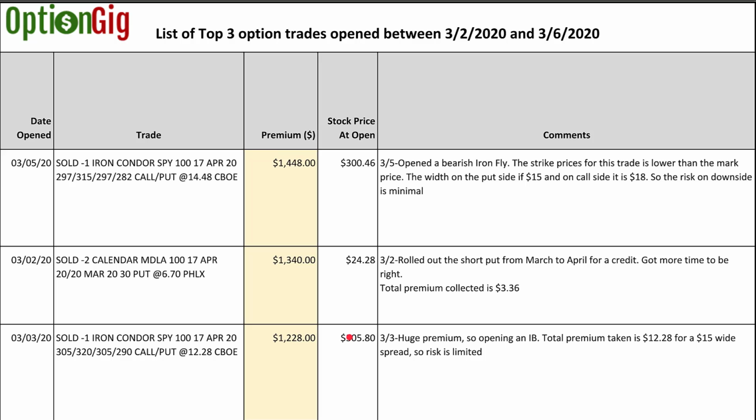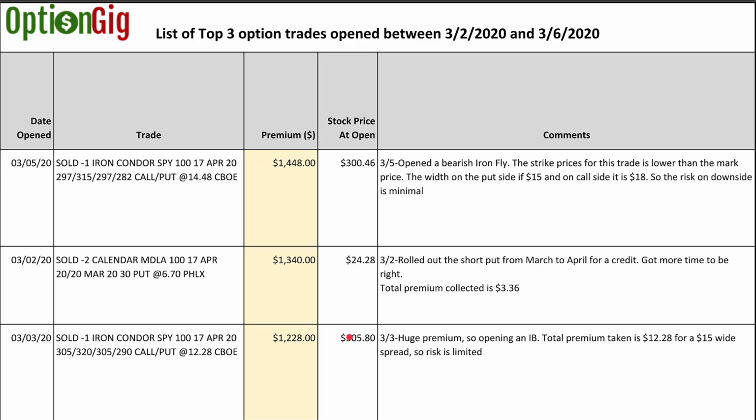The one with the top premium is the Iron Fly centered at 297, with the long put at 282 and the long call at 315. On the put side, the width of the strikes is $15. On the call side, the width of the strikes is $18. I did this trade when the stock was actually trading at $300, but I went a little low and did an Iron Fly at 297 because I wanted to maintain a bearish outlook on the stock.